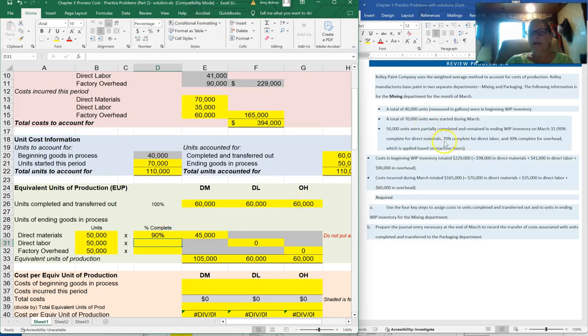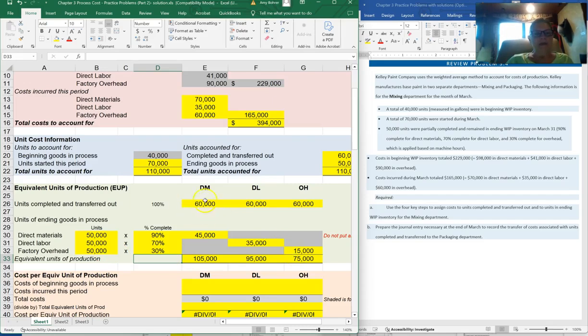And then if you keep reading, it says they were 70% complete for direct labor. So I'm going to put 70% in there, and again, it's already doing the math. 50,000 times 70% gives you 35,000 equivalent units. And then when we come back over here, it says they were 30% complete for overhead. So I'm going to put 30 in there. And again, my spreadsheet's already set up to do the math. 50,000 times 30% gives me 15,000.